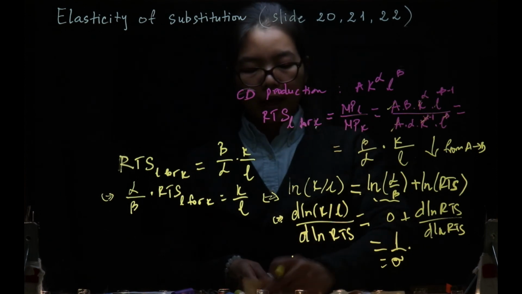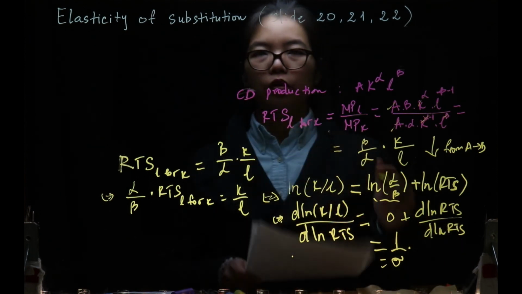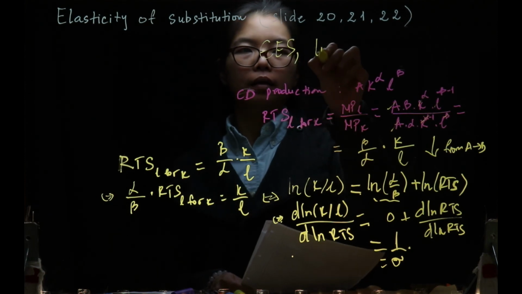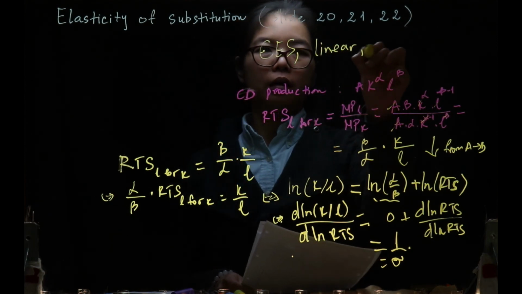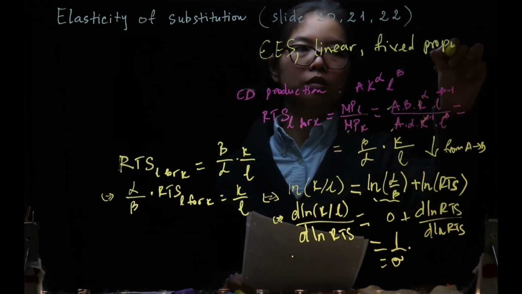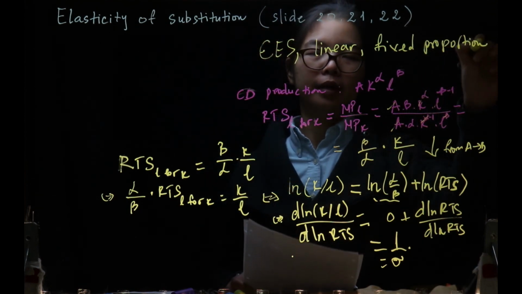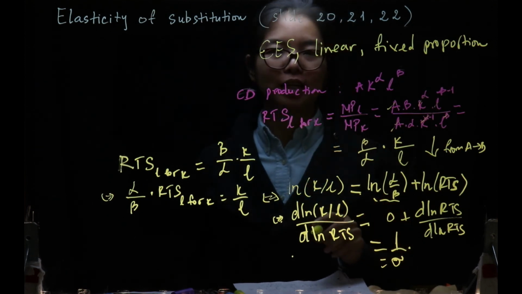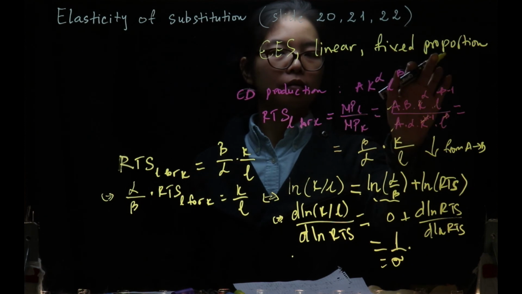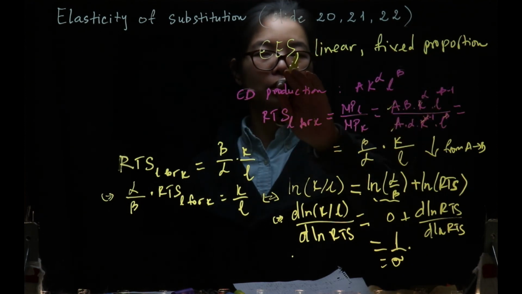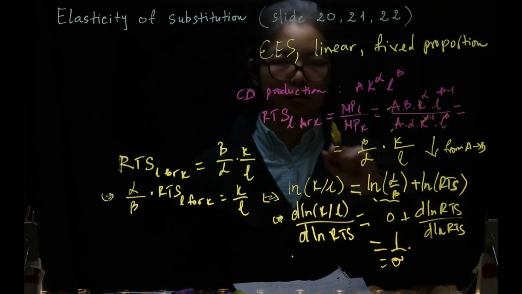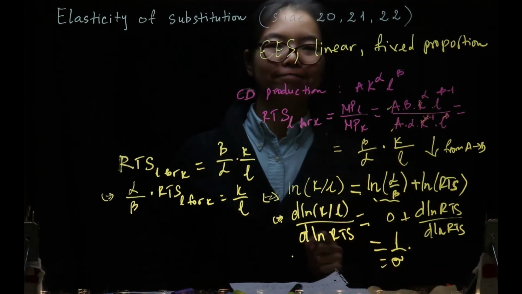Now, you can do it for the CES, linear, fixed proportion. And you may find somewhere in the textbook where they show you that actually these functions and the CD function are just special cases of the very general production function, the CES. Now, check it out.